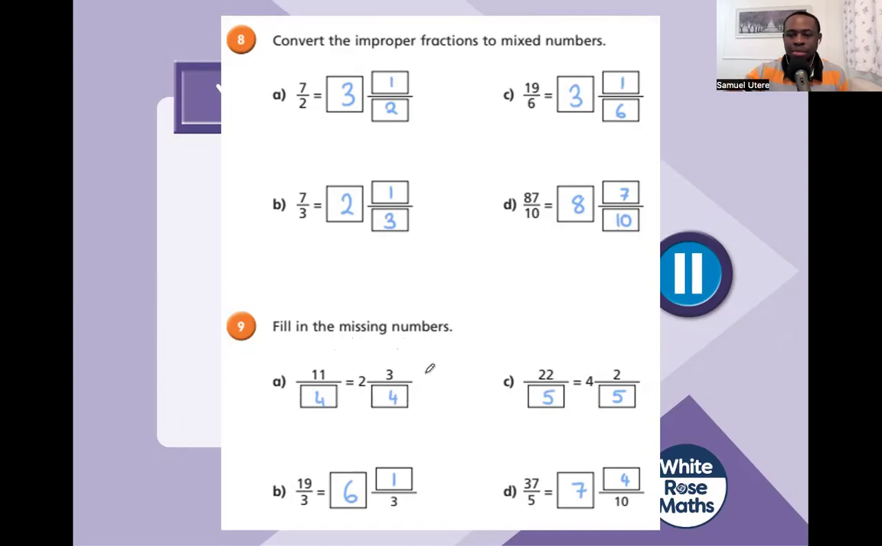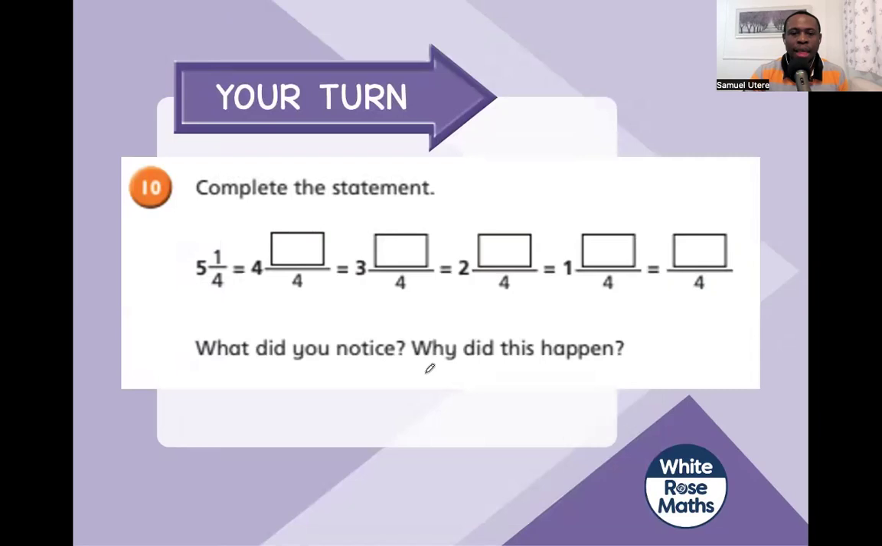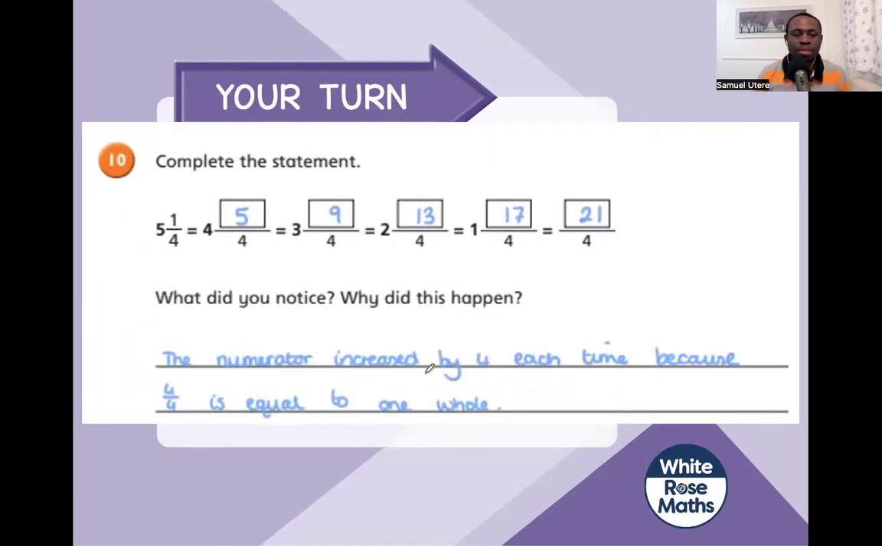Okay, let's move on. Answer question 10 in 2 minutes. Assuming you've answered question 10, here are the answers. So you're asked to complete the statement. 5/4 is 1 and 1/4. 5/4 is equal to 1 and 1/4, 9/4 is 2 and 1/4, and 13/4 is 3 and 1/4.